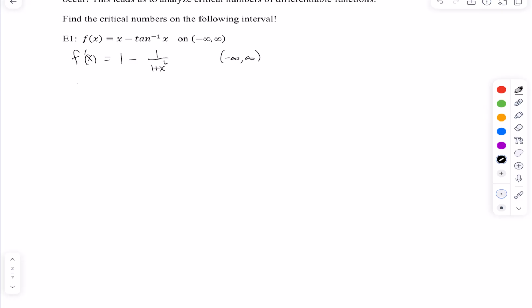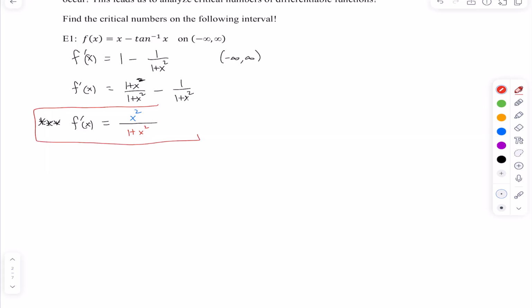And algebra says we need to find a common denominator. Once you have a common denominator, we can go ahead and subtract the numerators. And we're going to need the first derivative in a very good form. Usually reduced factored form is going to be the best form you could have of a derivative. So reduced factored form, there it is. And now we're ready to analyze this first derivative.